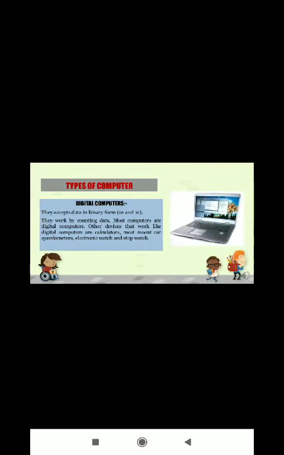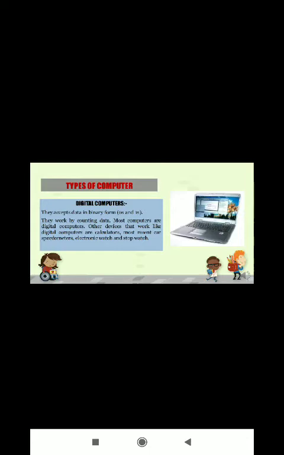Now, the second one is digital computer. Digital computers accept data in binary form, 0 and 1. As you know, the computer only takes 0 and 1 values, and each is called a bit. They work by counting data. Most computers are digital computers. Other devices that work like digital are calculators, more recent car speedometers, electronic watches or stopwatches.